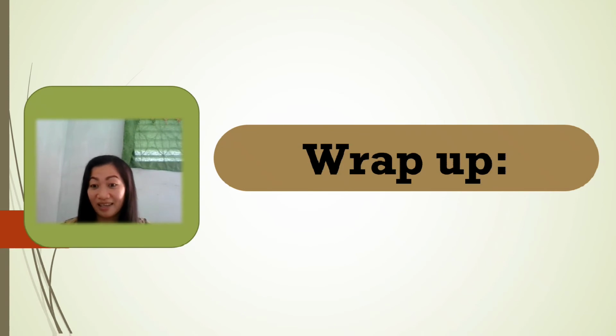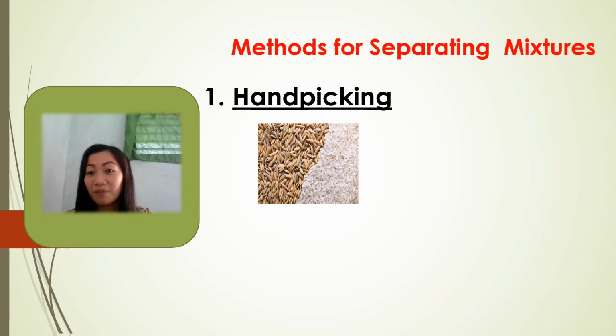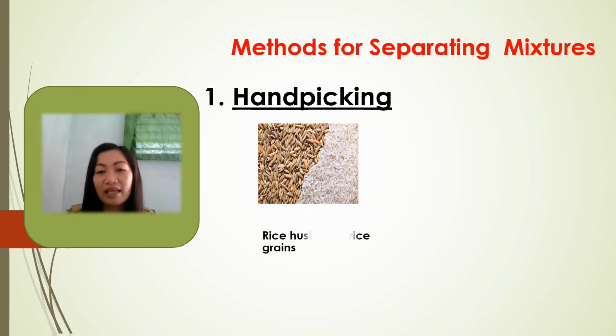Okay, so that's it. It's really simple. So we have to wrap up our lesson. First thing is we have different methods of separating mixtures. We have what we call hand picking. Hand picking uses our bare hands. Okay, we pick.